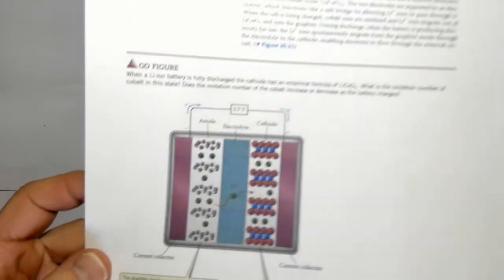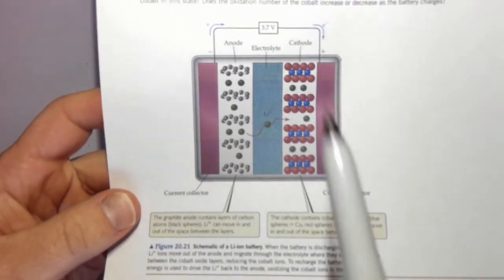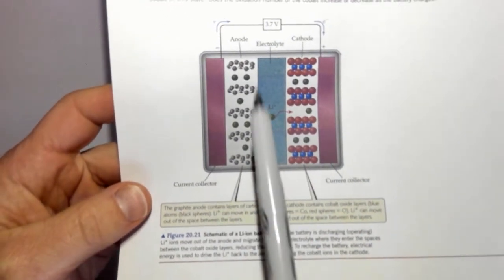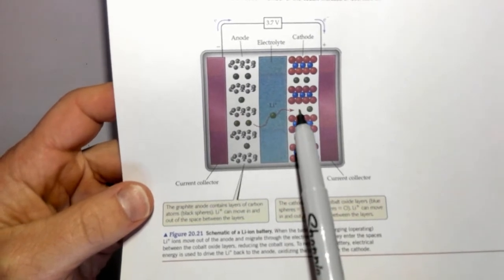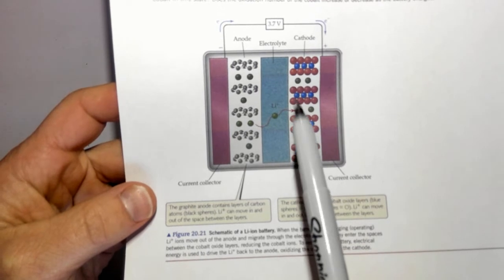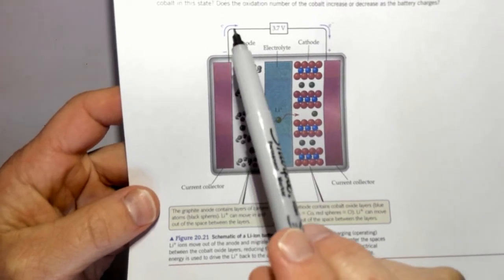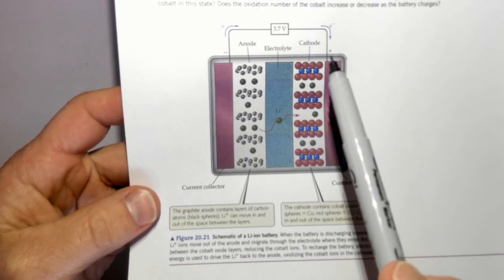And if I zoom in on this picture just a little bit, you can see that the anode exists in layers, and then the lithium ions stick in between there, and then they would move from the anode to the cathode as electrons are lost from the anode and then gained by the cathode.